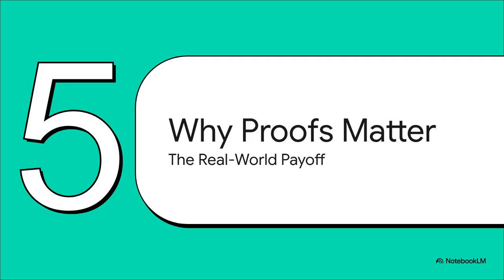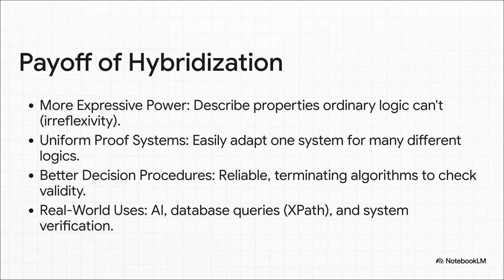Okay, so we've got these really slick, really flexible proof systems for both axioms and tableaus. But, so what? Why does any of this actually matter outside of a logic classroom? Well, the payoff is huge. First, you just get way more expressive power. You can describe things ordinary logic can't touch. You get these awesome uniform proof systems we've been talking about, and it all leads to better algorithms and has real-world uses in stuff like AI, advanced database queries, and even verifying that computer programs work the way they're supposed to.